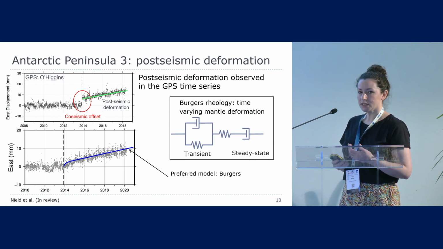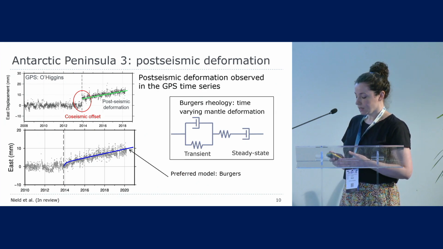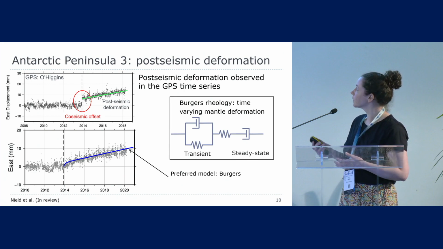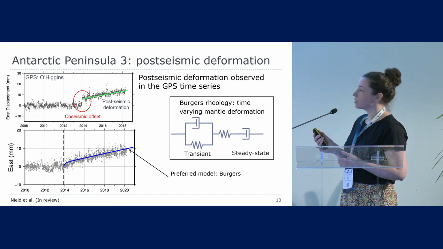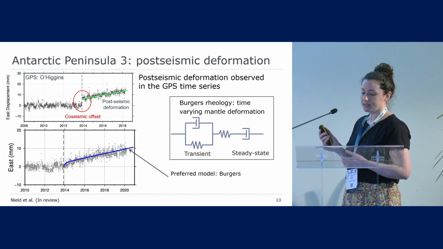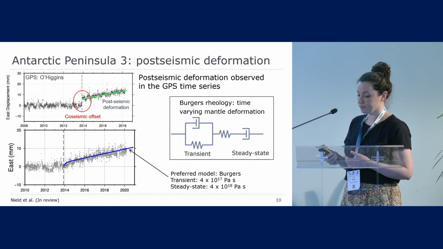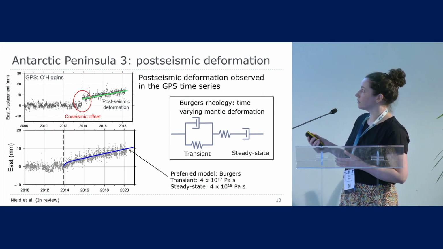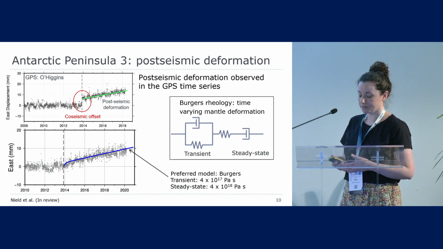A Burgers rheology is slightly different than a Maxwell, and it has two different viscosities. We have an initial transient viscosity and a longer-term steady-state viscosity as well. So these values for our preferred model go as low as 4 times 10 to the 17 for our transient, which acts over the few months following the earthquake before it settles into a steady-state deformation.